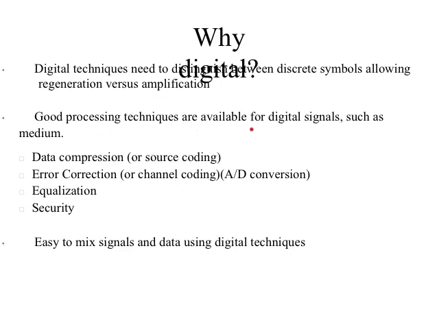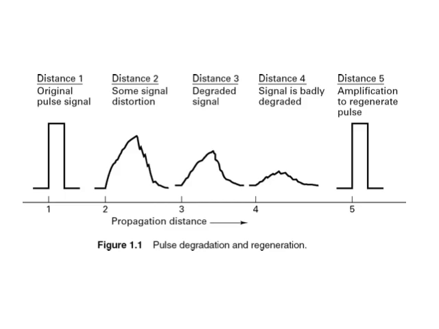Good processing techniques are available for digital signals. Data compression or source coding can be easily done. Error correction or channel coding, equalization, and security are possible, and it is easy to mix signals and data using digital techniques. Now let us understand how the signal will be transmitted.